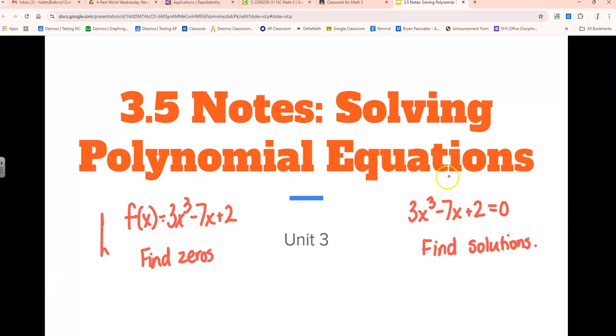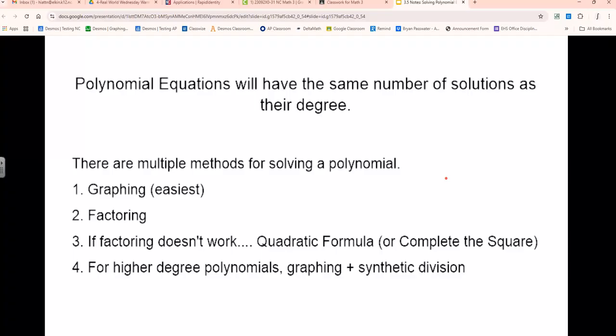So they're very similar. There are going to be 4 different ways that we are going to solve these. One of the key things that you need to remember, this is the same thing from the fundamental theorem of algebra, you will have the same number of solutions as the degree. So it's just like our zeros. We have the same number of zeros as our degree. We also, if we have an equation, have the same number of solutions as the degree. So if you have x to the 4th power as your highest exponent, you're going to have 4 solutions for that.